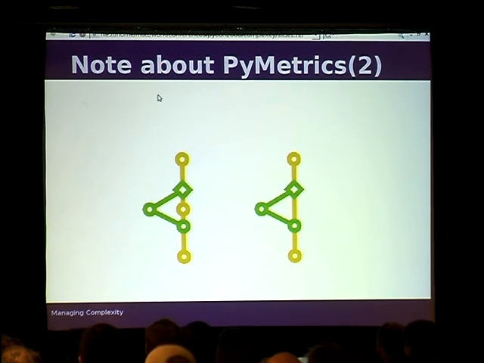PyMetrics actually doesn't calculate that quite right. It counts else's as adding to complexity. So if you run PyMetrics, you're going to get a number that's a little bit higher than your actual McCabe complexity. I wrote the author of the program about that, but I haven't heard a response. So just take that into account.